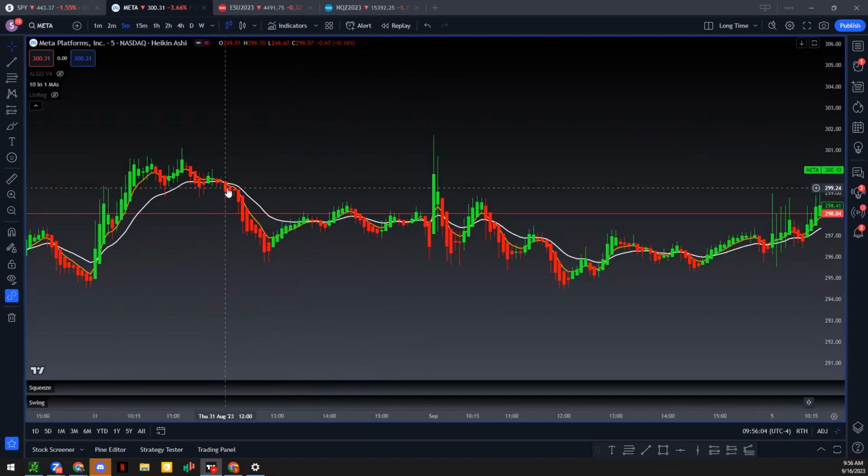Here goes another one. 6 and 17 crossover, pullback, boop, and this is a really small pullback. 2 candles.